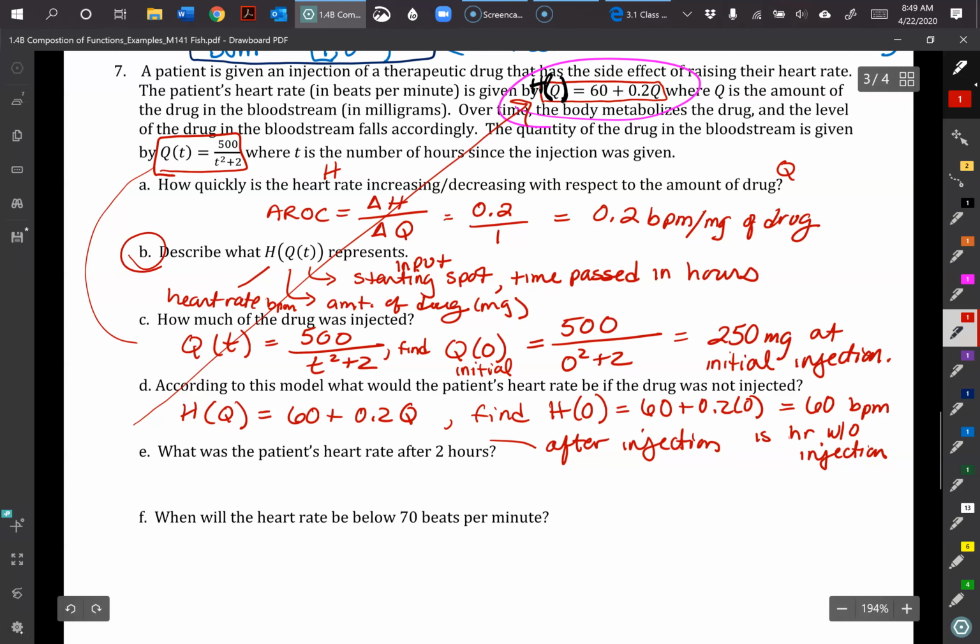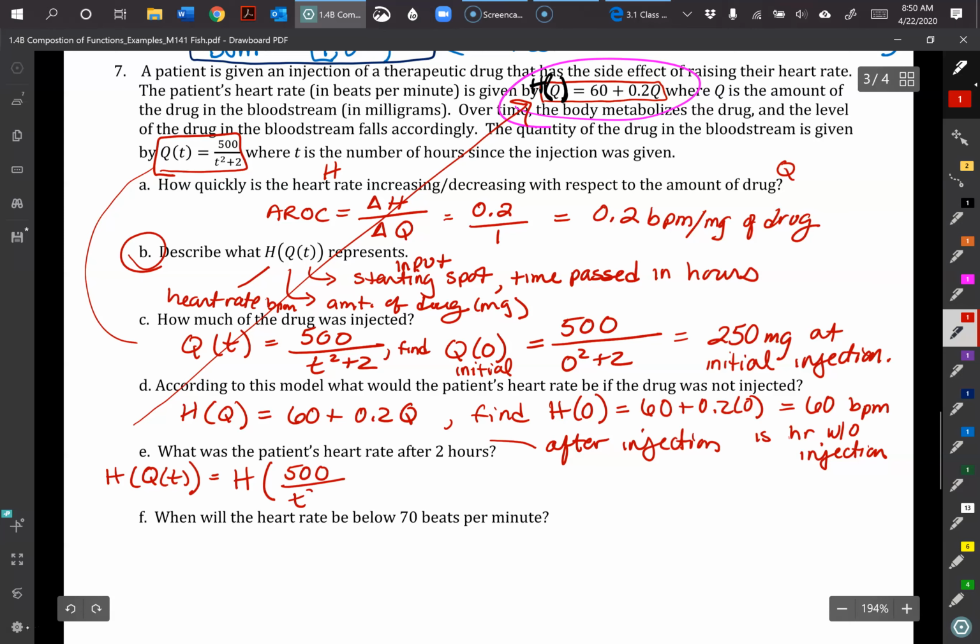I give you a hint up here at B. So if you can plug stuff in and figure that out, pause the video. Okay, so now we're going to find H of Q of T, and we need T equal to 2 hours. But first, let's figure out what that composition is.